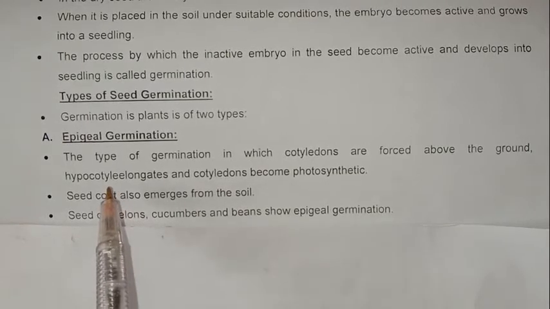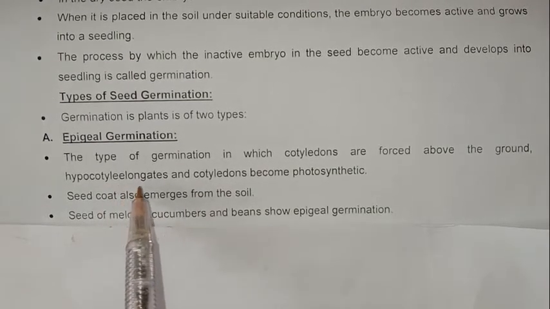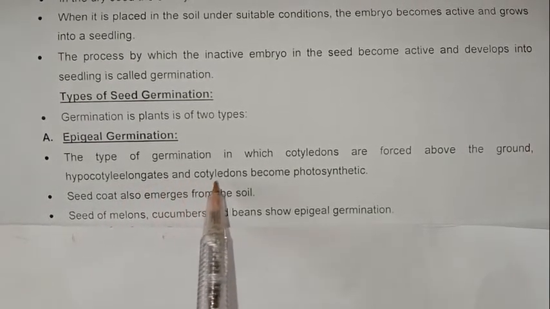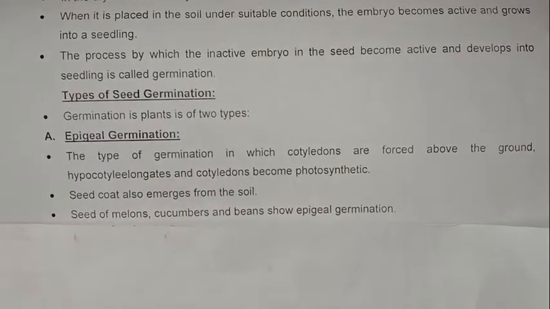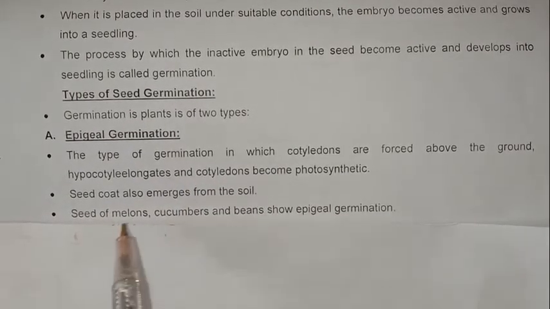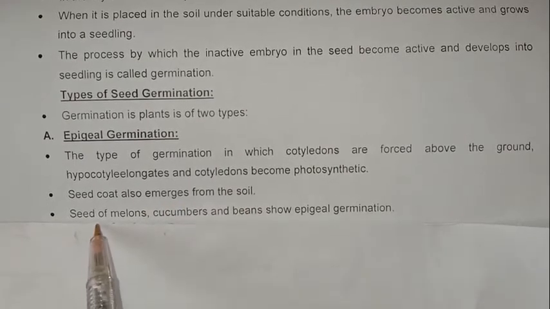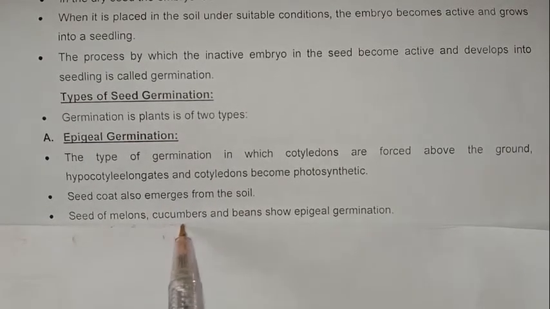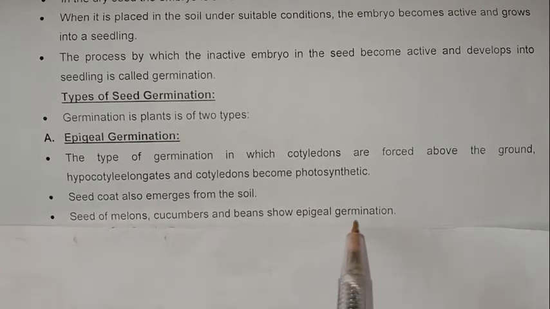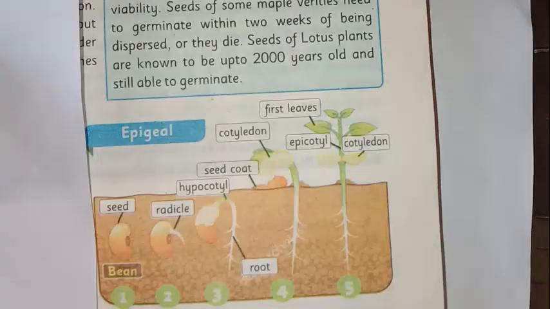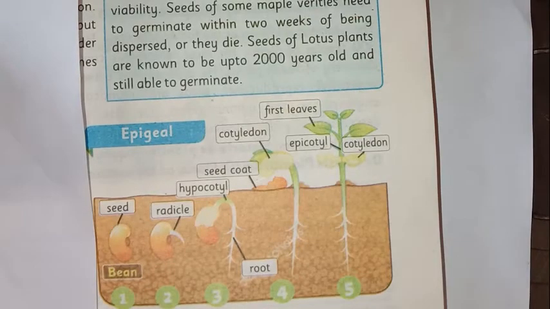So in this case, the hypocotyl elongates. Due to the elongation of the hypocotyl, the cotyledons push above the ground. The seed coat also emerges from the soil. For example, seeds of melons, cucumbers, and beans show epigeal germination. The diagrams show epigeal germination.